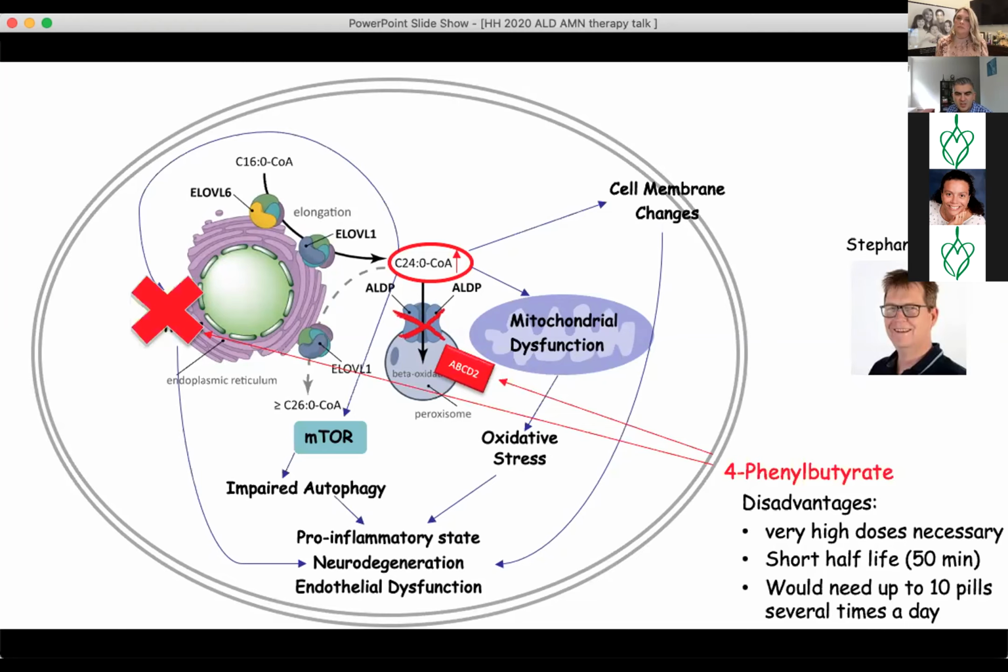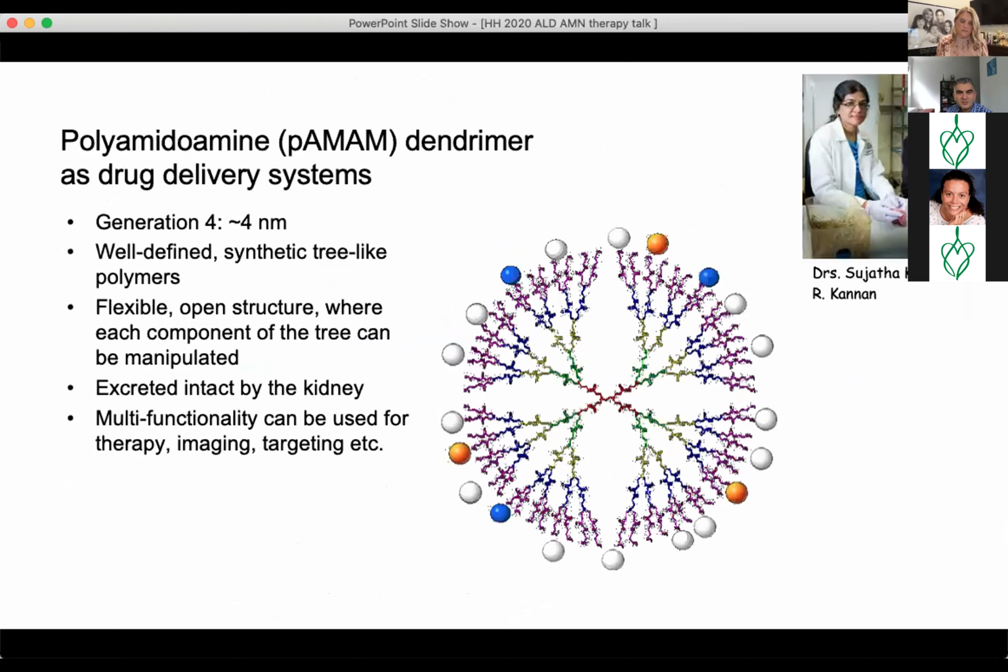It requires really, really high doses if we want to give it in an ALD patient, based on the animal data and other human data that we have. It has a very short half-life, and it tastes terrible. And so how do we get this drug to the target so we can use a much lower dose? That's been something that we've been pursuing in our lab in collaboration with a group that makes nanoproducts called dendrimers.